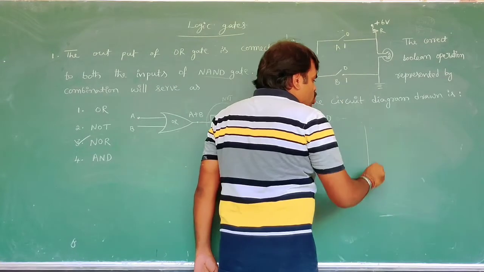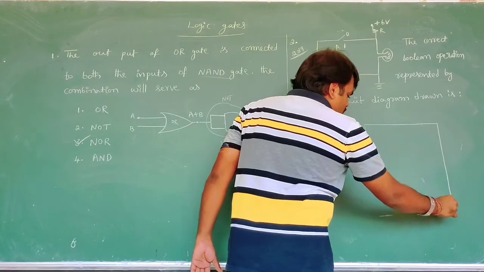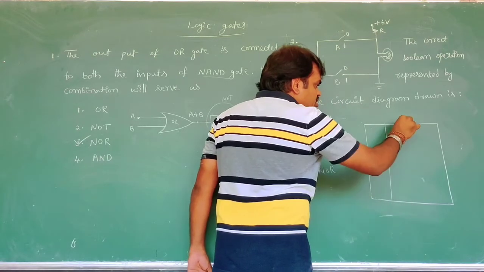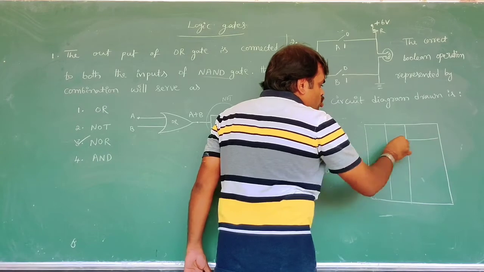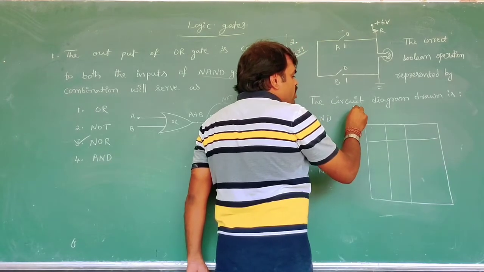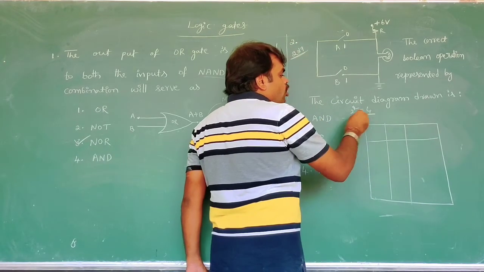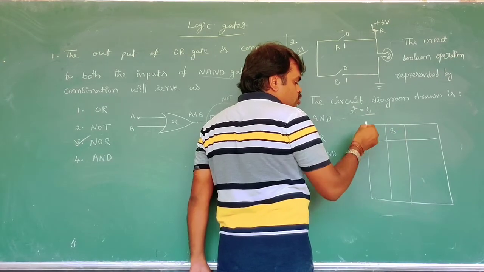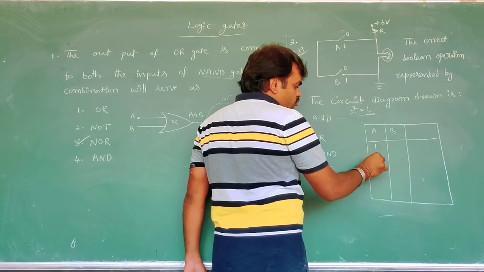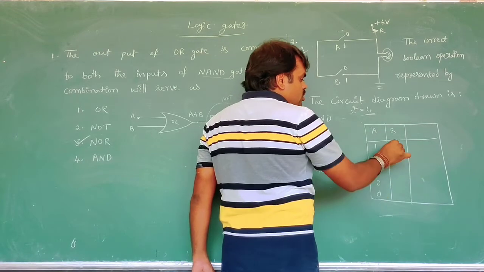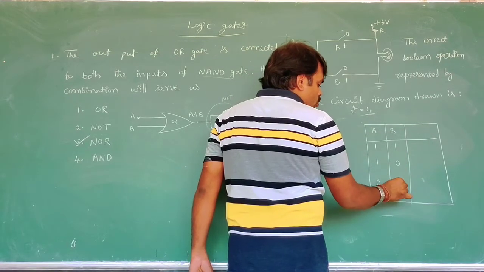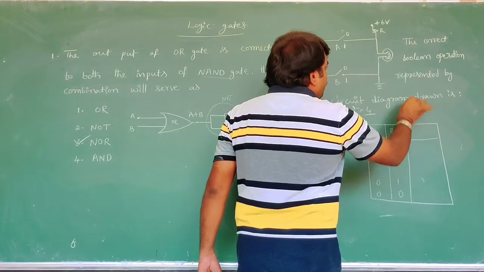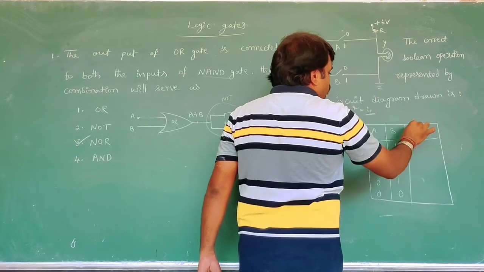Two inputs. Two inputs means the number of possible input combinations is 2 power n, that is 2 power 2, which is 4. So the input probabilities are 1 1, 0 0, 1 0, 0 1. Now we find the output Y.